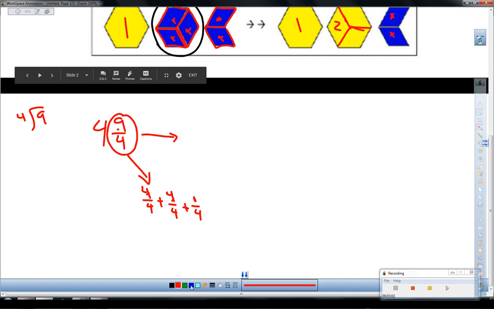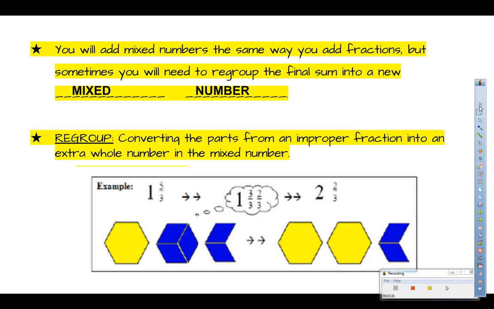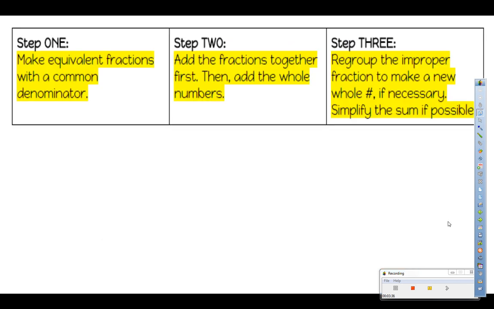This is a whole, this is a whole, this stays a fourth, and if I put that all together with my original 4 wholes, what I end up with is 4, 5, 6 wholes and 1/4. Six wholes and 1/4. This particular step is crucial in terms of making our answers the most correct that they can be. This should be a review from earlier in this topic, not new information.